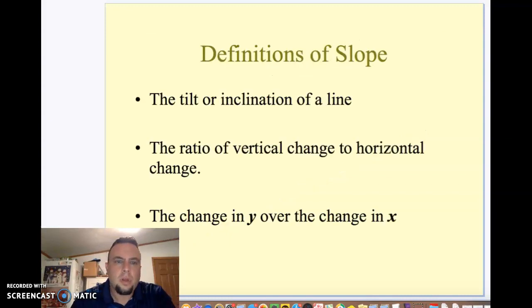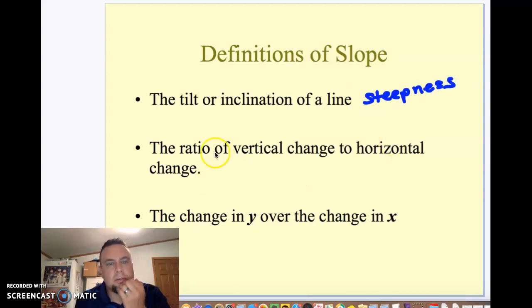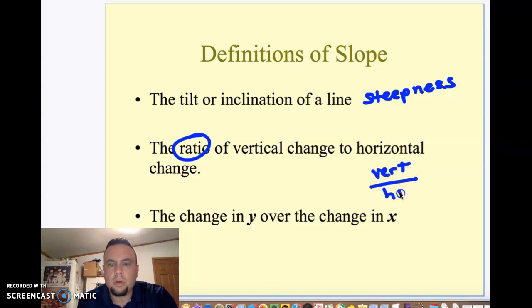Okay. So here's our definition of slope. It's the tilt or inclination of a line. I like to think steepness. Okay. We got the ratio, which is basically a fraction of vertical change to horizontal change. So a fraction of vertical change over horizontal change. Okay. And then we got the change in y over the change in x. So these are just different ways to talk about slope. All the same thing, different ways, right?